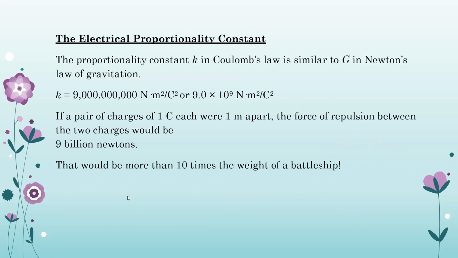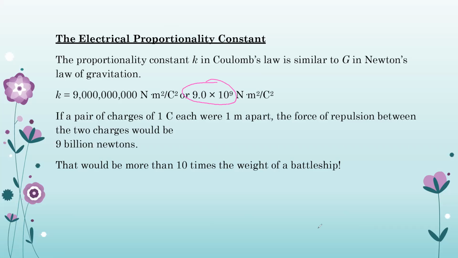Now, this proportionality constant K is similar to G, and it is equal to 9 times 10 to the power 9. This is the magnitude of K. The unit of it is Newton meter squared over Coulomb squared.